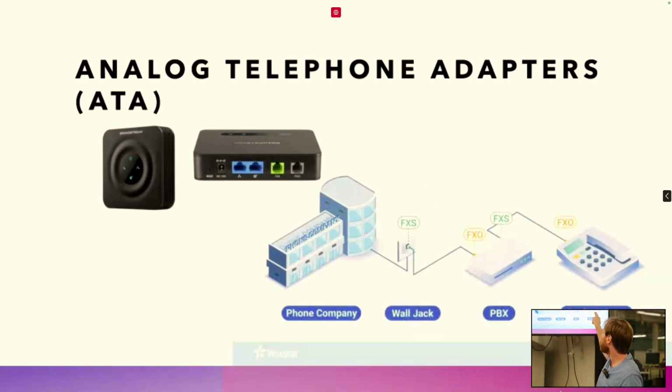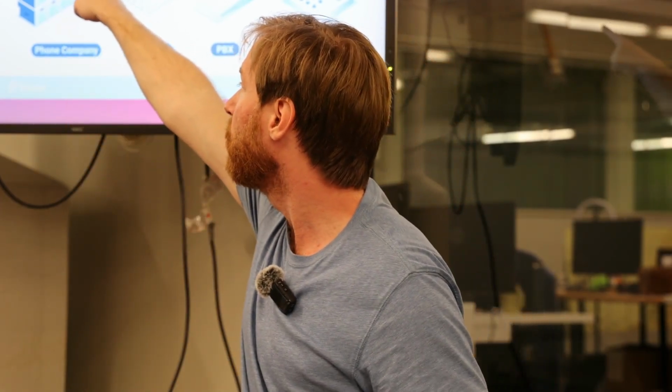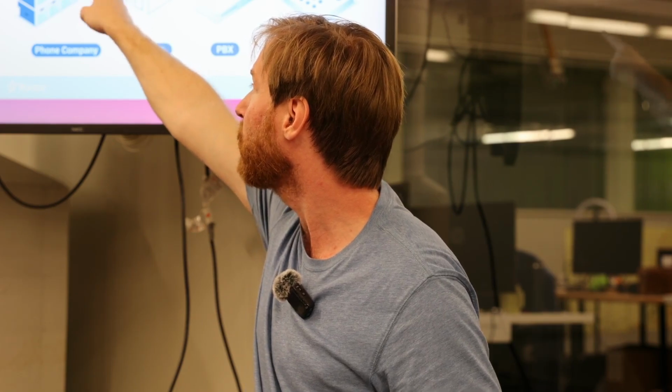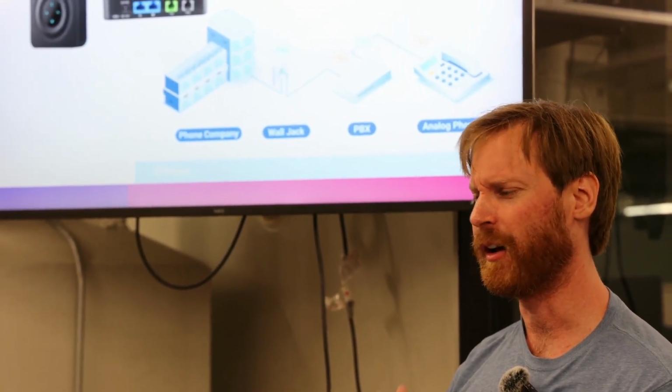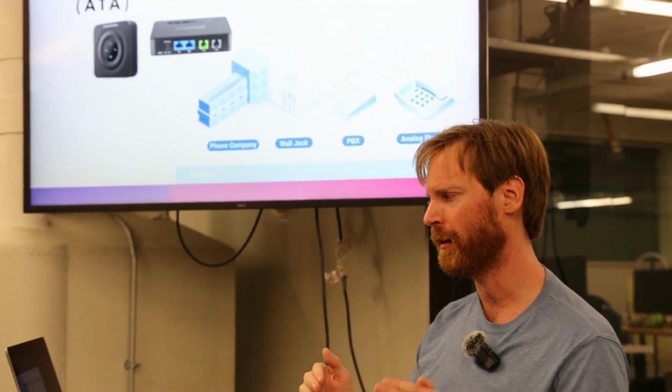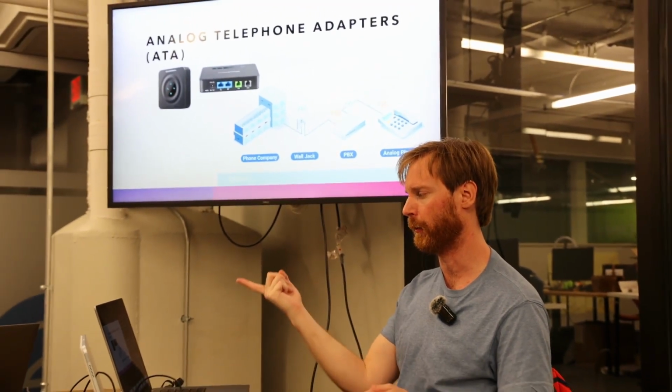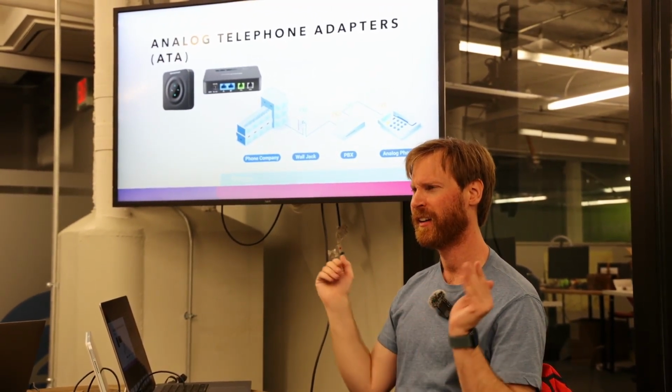This is kind of a diagram of how it works. You got a phone company, goes to the wall jack, goes to your PBX, goes to your analog phone. But what I'm trying to explain here is these two ports. You got one that says FXS and the other that says FXO. And if you get a cheaper one, it's only FXS.